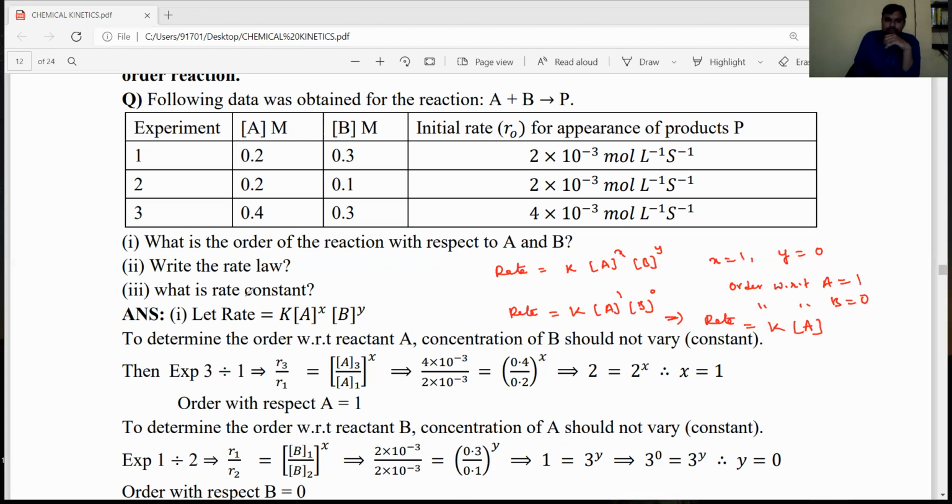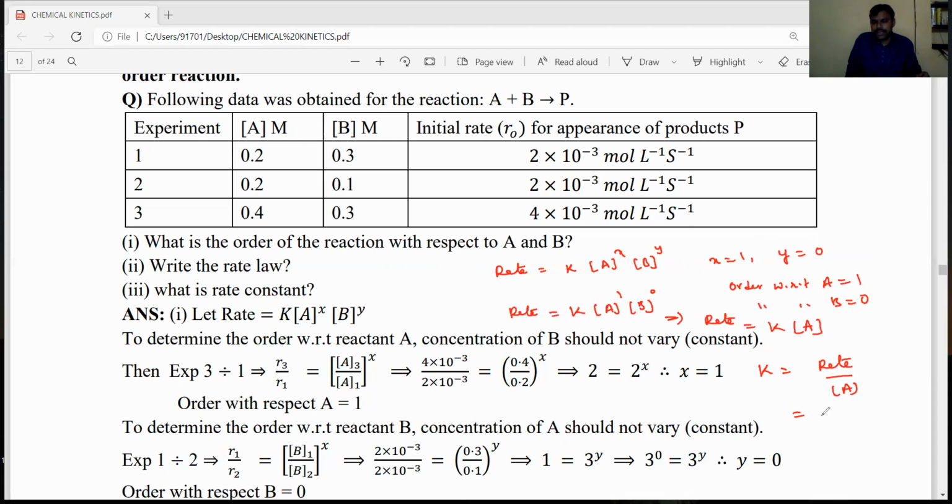Okay, now the third one, what is the rate constant? From this, the rate constant k is equal to rate divided by concentration of A. You can take the rate from any one experiment, experiment 1 or experiment 2, because k is constant. Even if the concentration of reactants changes, the k value will be the same for a chemical reaction. For a particular reaction, k values are independent of the concentration of reactants.